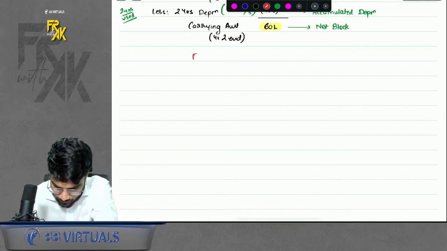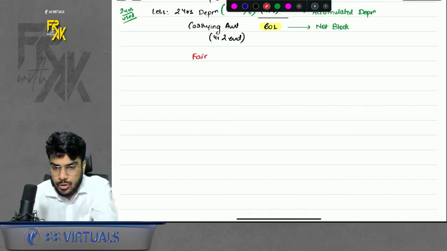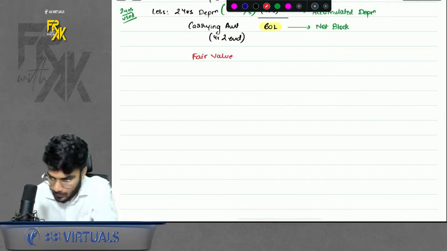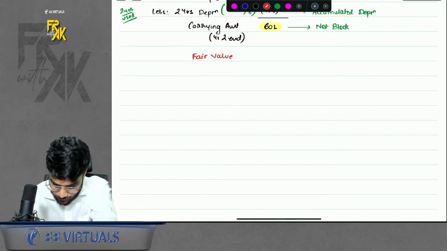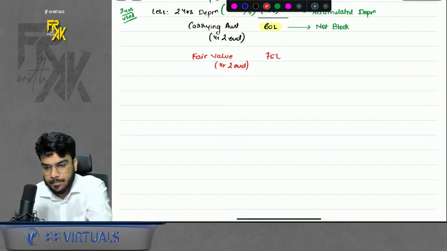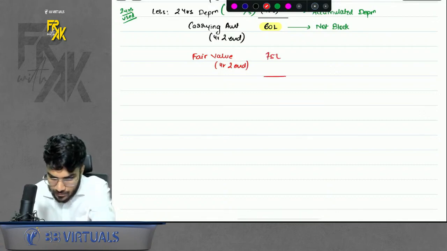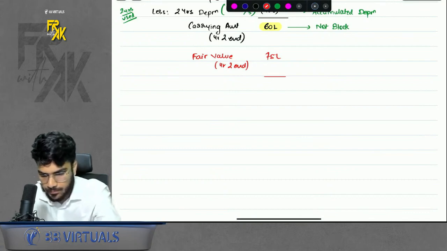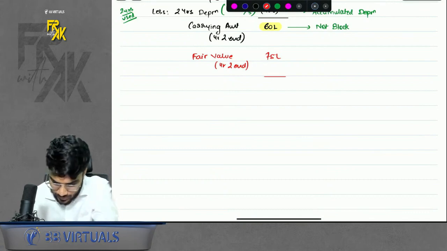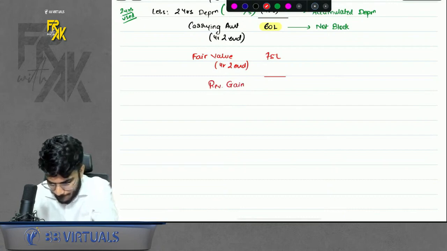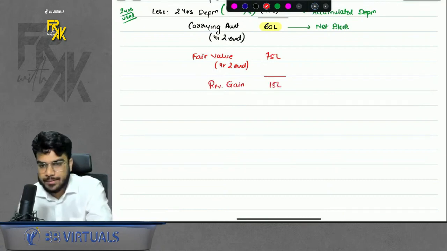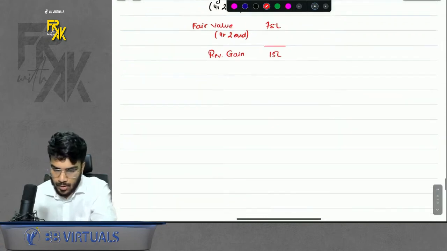Also, we have been given the fair value. So let's assume the fair value at the end of year 2 is, let's say, 75 lakhs. So of course we will have some revaluation gain of 15 lakhs.